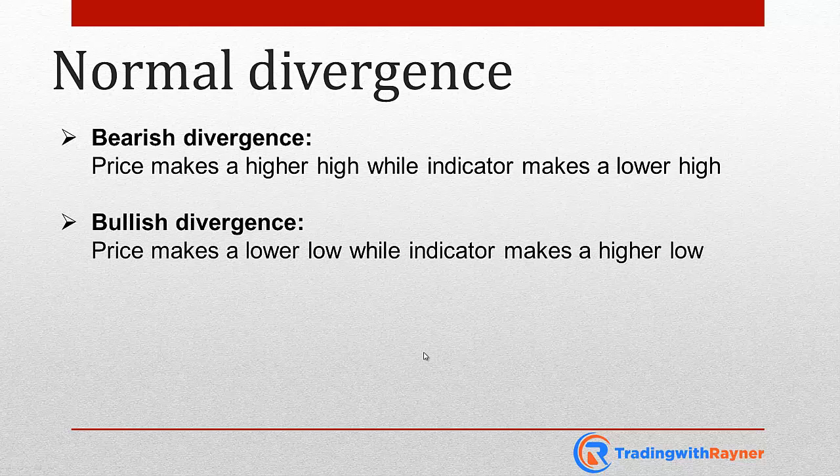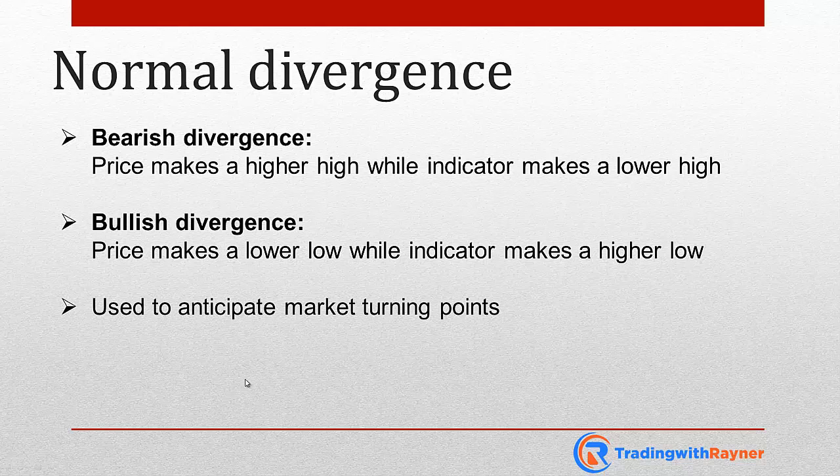Next, you have a bullish divergence when price makes a lower low while your indicator makes a higher low. This is a bullish divergence. And what do bullish and bearish divergence mean? Simply put, when you see a bearish divergence on your charts, chances are you will anticipate lower prices to come. And when you see a bullish divergence on your charts, you would anticipate higher prices to come. So by now you should understand that the purpose of divergence is to anticipate market turning points.